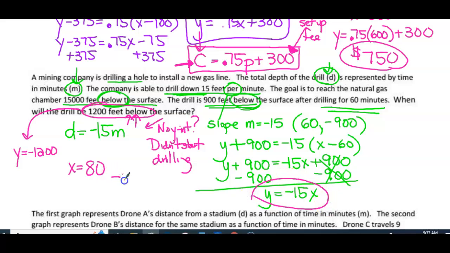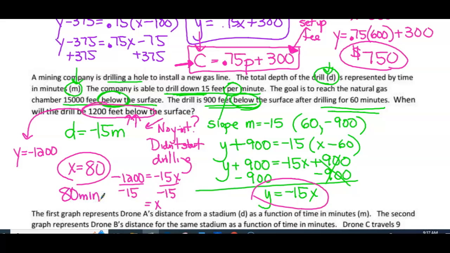Now if you don't want to scroll, remember you can just use your equation. And you can put negative 1,200 equals negative 15x. Divide both sides by negative 15. And you can get your same answer by just doing your math with the equation if you're a person that doesn't want to scroll for that period of time. So you get the same answer of 80, and that is 80 minutes.